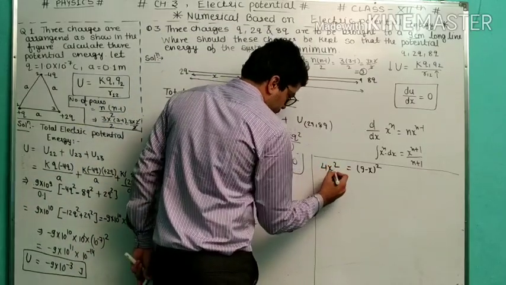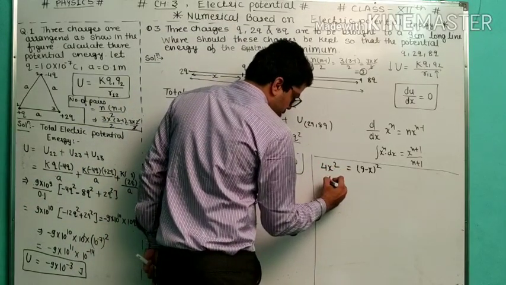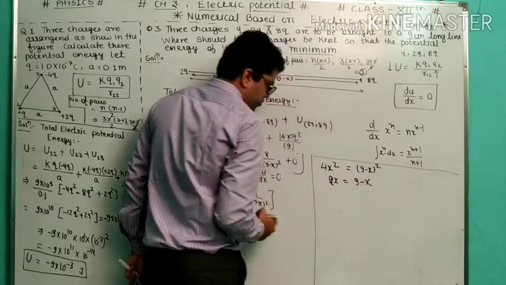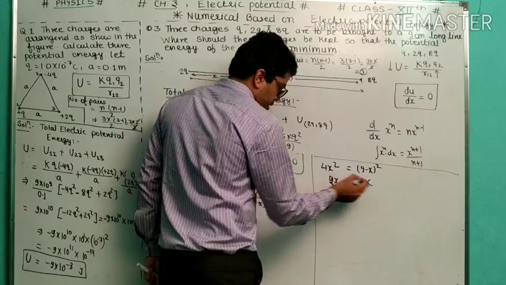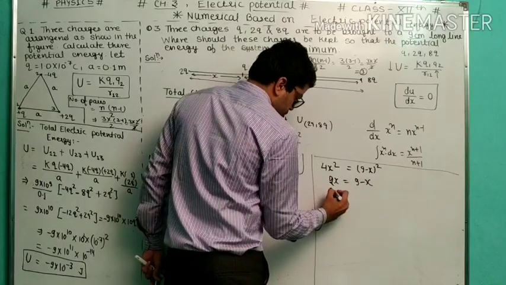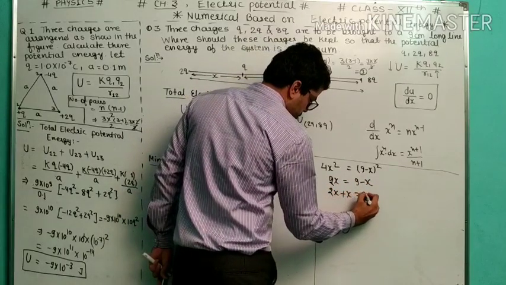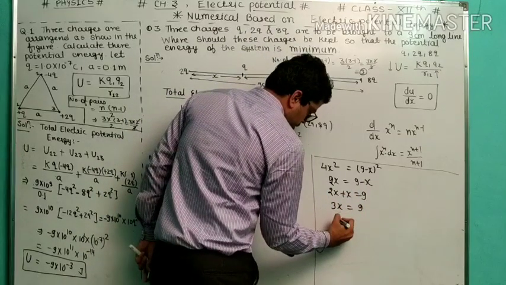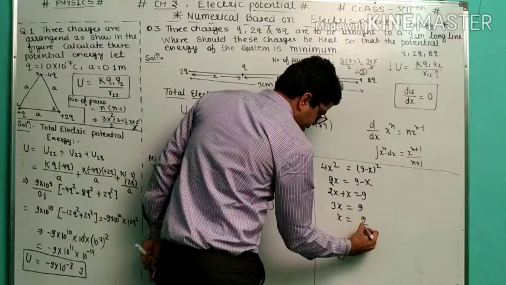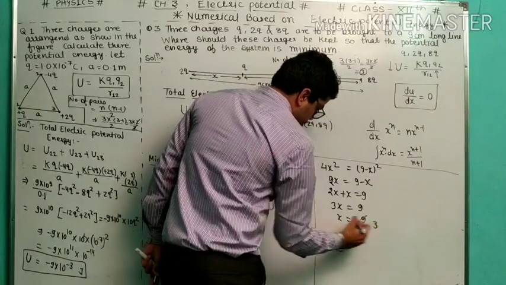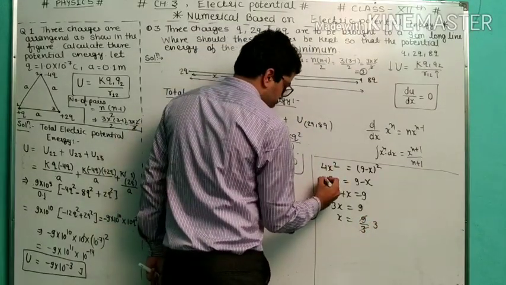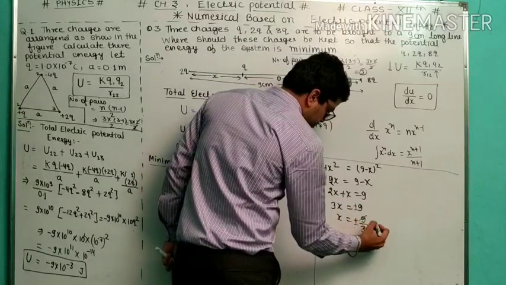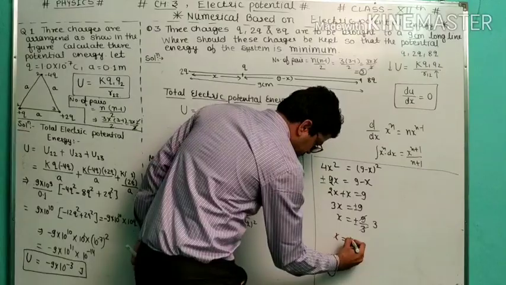Now what we have to do here? Take the square root. In this square root, it is 2x equals 9 minus x. So now do the transfer: 2x plus x is equal to 9, and 3x is equal to 9. So x is equal to 9 divided by 3, this is 3. But take the plus minus. So the value of x is plus 3.